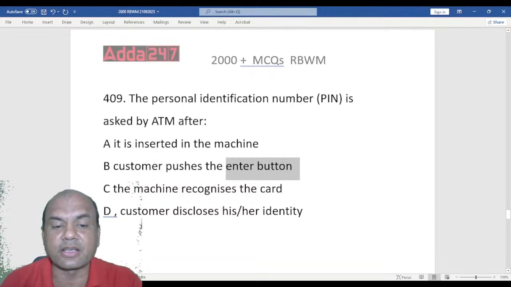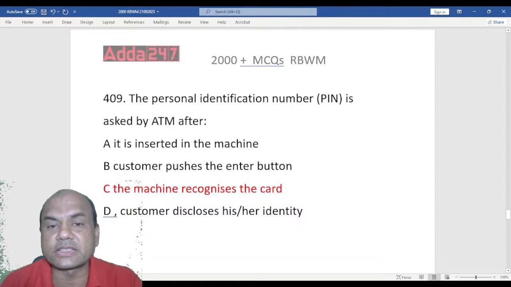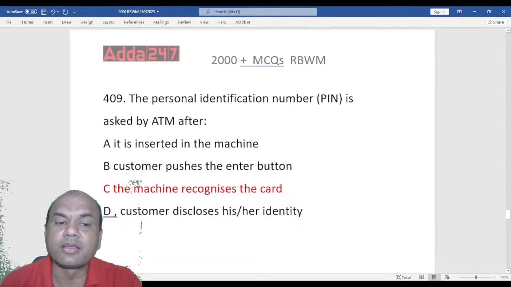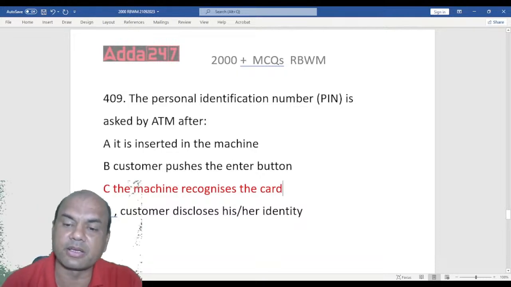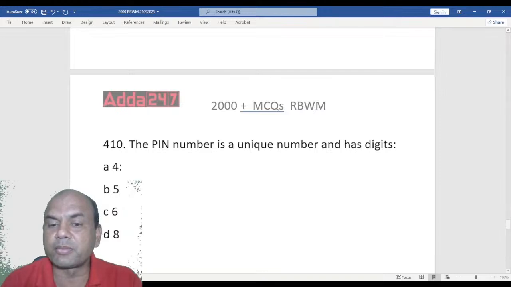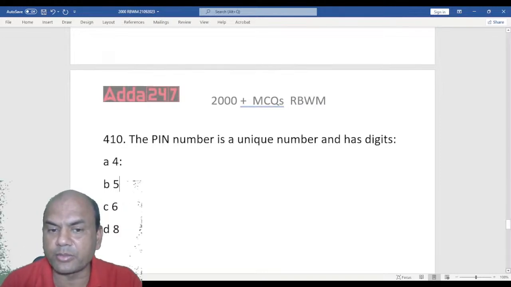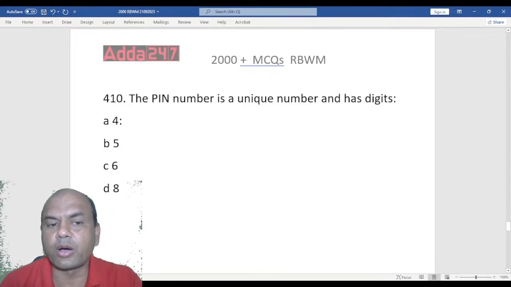See, the machine recognizes the card. This is the right answer. When the machine recognizes the card, only then the PIN number is asked. Before recognizing the card, the ATM will never ask for your details. Okay. The PIN number is unique and has dash digits. How many digits does the PIN number have? 4, 6, 4, 5, 6, 8. How many digits are there in that PIN number?